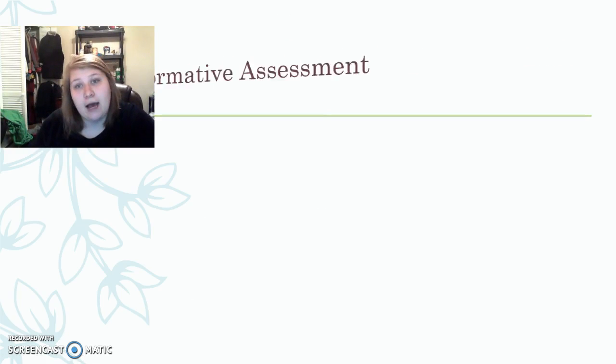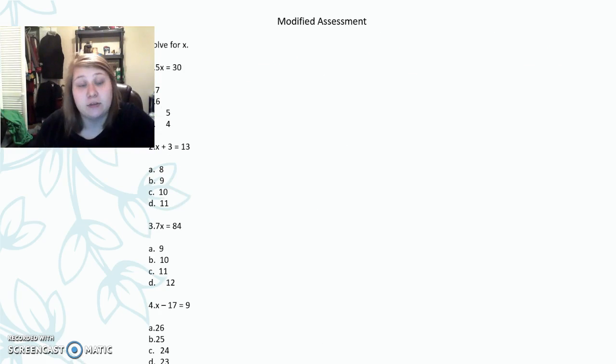And then for the modified one, I cut it down to 4 so that the students who required more time would have more time because they only had 4. And then I also gave them multiple choice so that it could focus their answers.